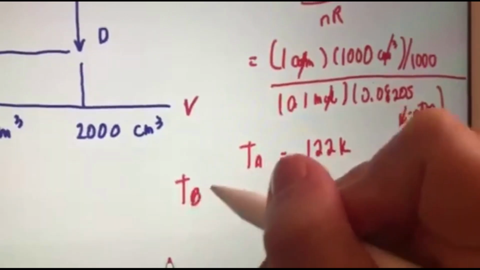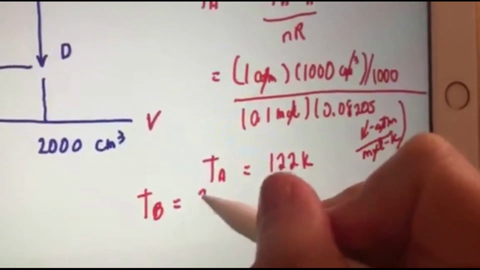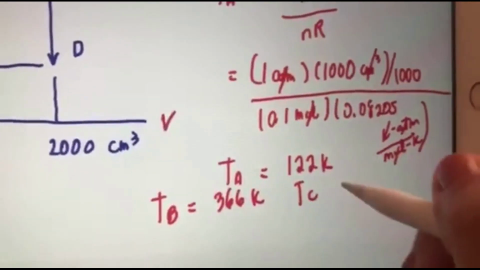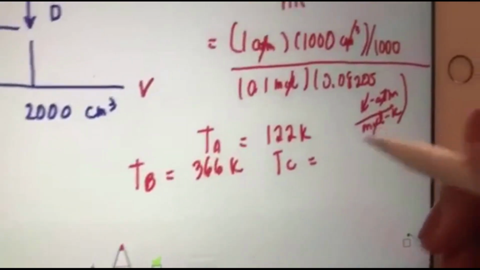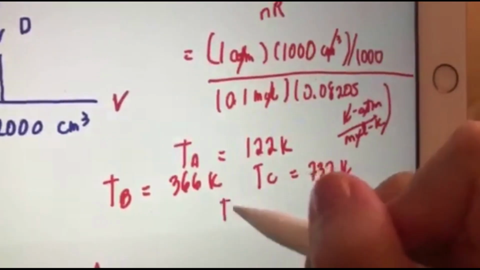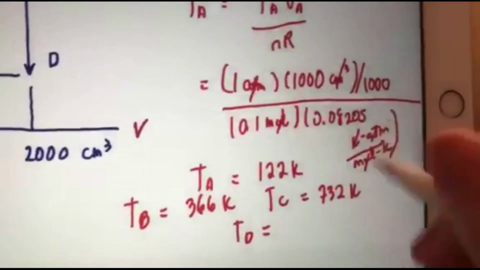Now, substituting the PV values for each state, I'll just write the answers. For TB, this is equal to 366 Kelvin. TC is equal to 732 Kelvin. And T sub D is equal to 244 Kelvin.